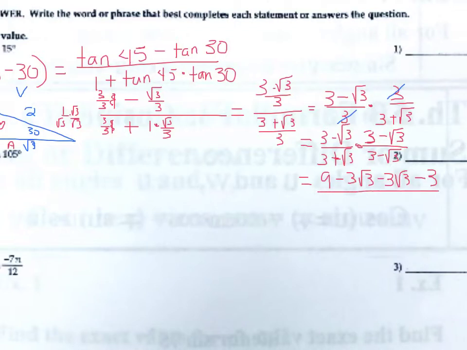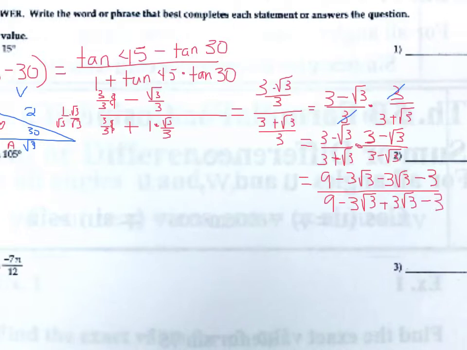At the bottom, let's do the FOIL method. 3 times 3 is 9. 3 times negative the square root of 3 is negative 3 square root of 3. And now let's multiply square root of 3 times the two numbers. Square root of 3 times 3 is 3 square root of 3. Square root of 3 times negative square root of 3 would be negative square root of 9, which is negative 3.